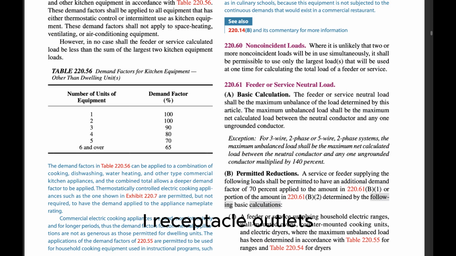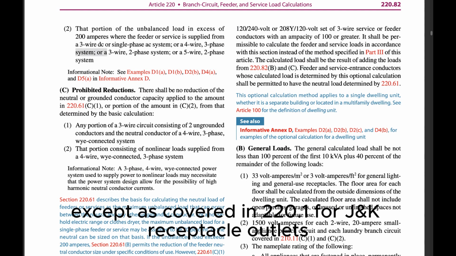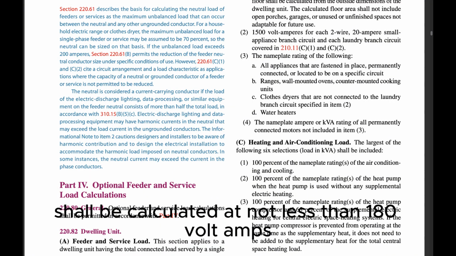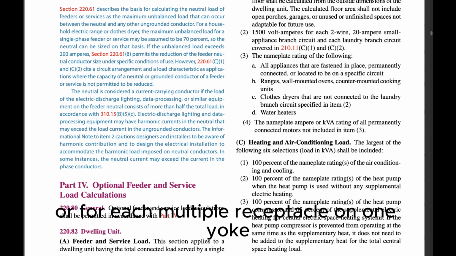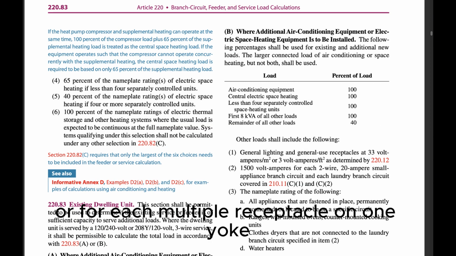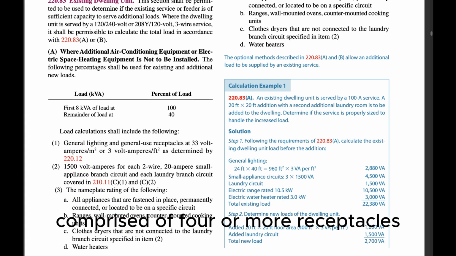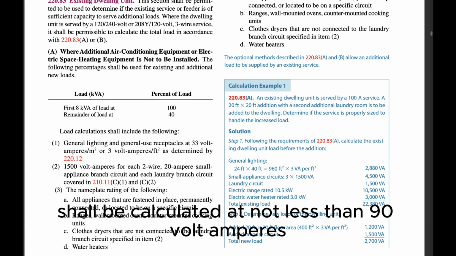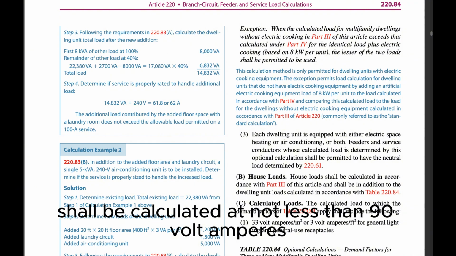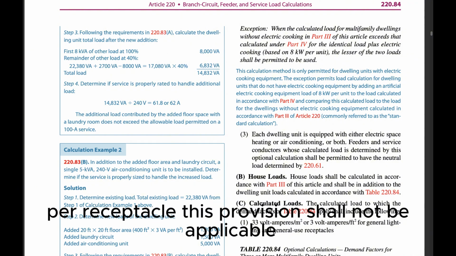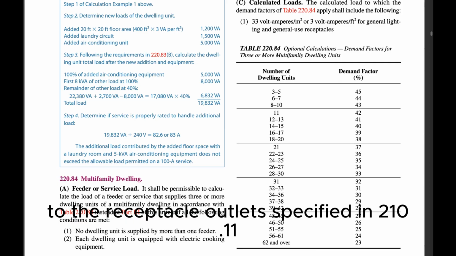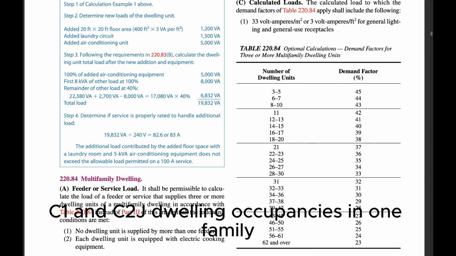I. Receptacle outlets. Except as covered in 220.1 for J and K, receptacle outlets shall be calculated at not less than 180 volt-amperes for each single or for each multiple receptacle on one yoke. A single piece of equipment consisting of a multiple receptacle comprised of 4 or more receptacles shall be calculated at not less than 90 volt-amperes per receptacle. This provision shall not be applicable to the receptacle outlets specified in 210.11 C1 and C2.